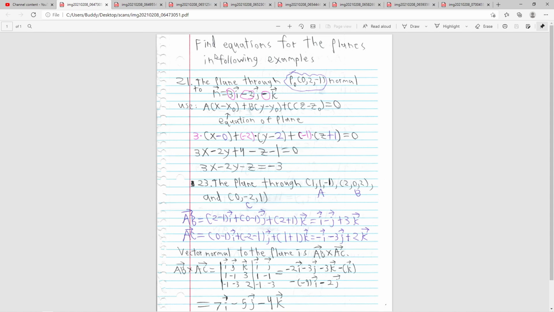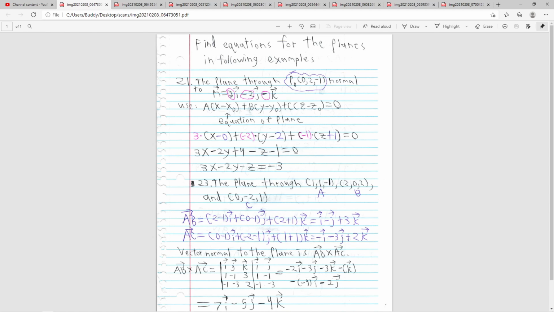But now it's time for this one. So time for something slightly different. Find equations for the planes in following examples. The plane through P0, which is 0, 2, -1, normal to this vector, n equals 3i minus 2j minus k.